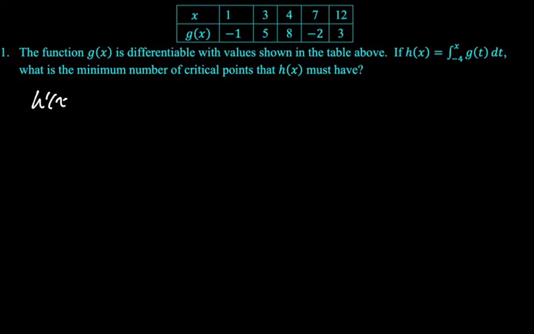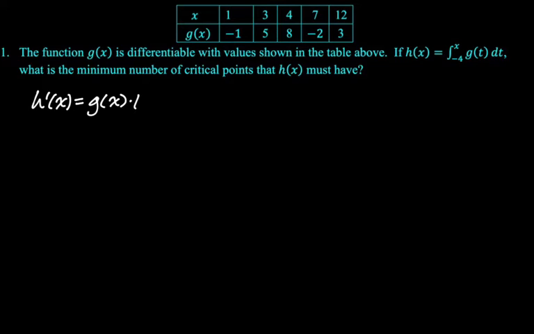So h prime, second fundamental theorem, upper bound, plug it in, and then times the derivative of the upper bound, so g of x times 1. Now g of x is differentiable, which means that g of x is continuous, and that means that h prime exists everywhere, so h of x is differentiable as well. I'm not going to actually use that fact, I just thought I should bring it up here.